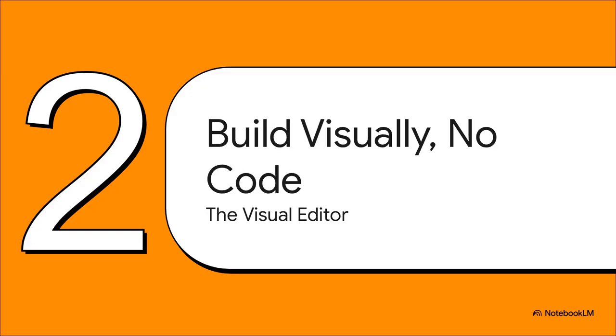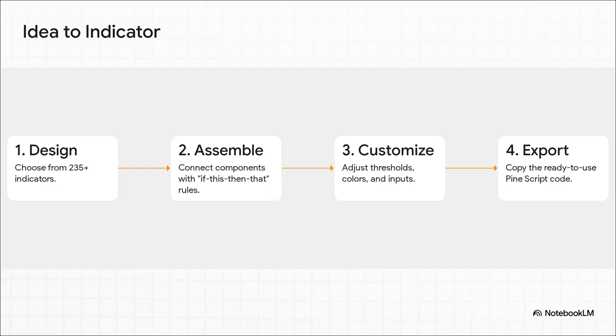Let's start with the big one, the visual editor. This is for anyone who just wants to see their idea come to life without ever having to stare at a single line of code. And using it is honestly so simple. First, you pick your building blocks from this huge library of over 235 different indicators. Then, you piece them together with simple logic, like if this happens, then do that. For example, if the RSI is below 30 and the MACD line crosses up, then show me a big green buy arrow. You tweak the colors, set your levels, and boom, you just copy the code that Pineify spits out.